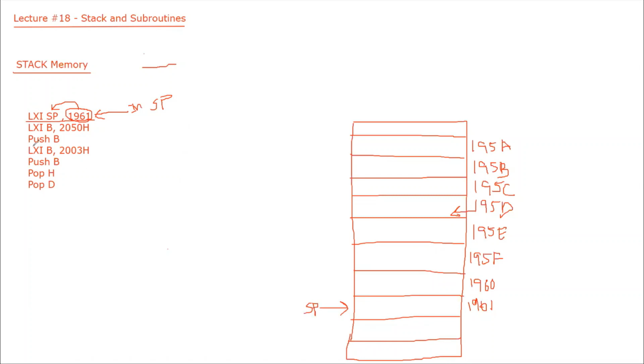Now after that, I am moving this 2-byte data into the BC register pair. So in B, I will have 20, and in C, I will have 50. Now I am doing push B. Push B says that I have to push this register pair onto the stack.